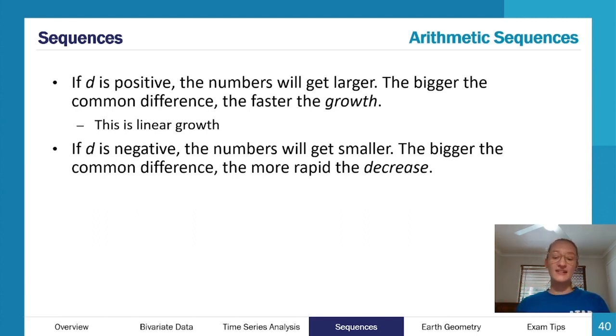And, again, that's how we're getting that linear growth. It's following that same pattern, that same line. On the other hand, if our common difference is negative, our number will get smaller. And, again, the bigger the common difference, the more rapid the decrease will be. And that's linear decay. So that's just some more terminology to keep in mind.